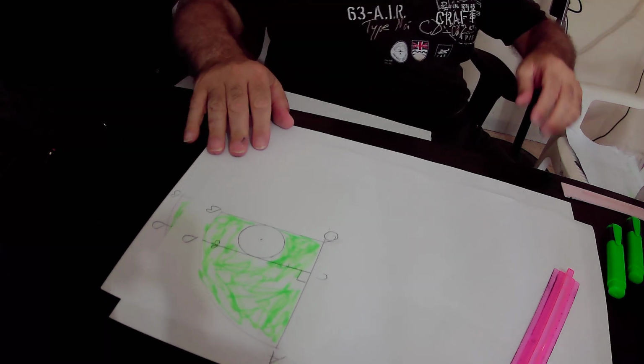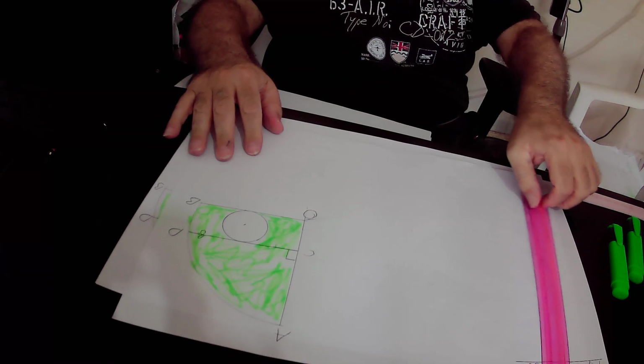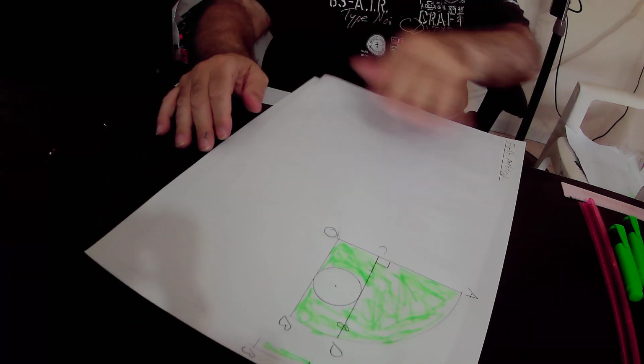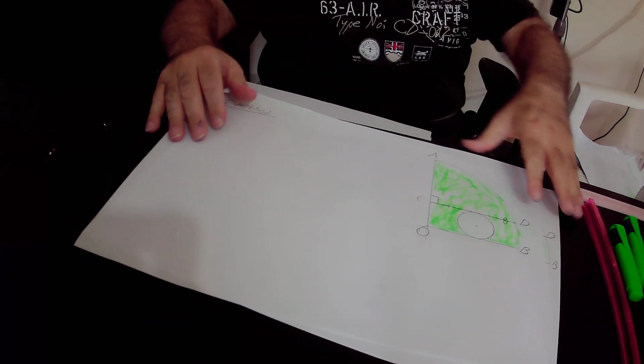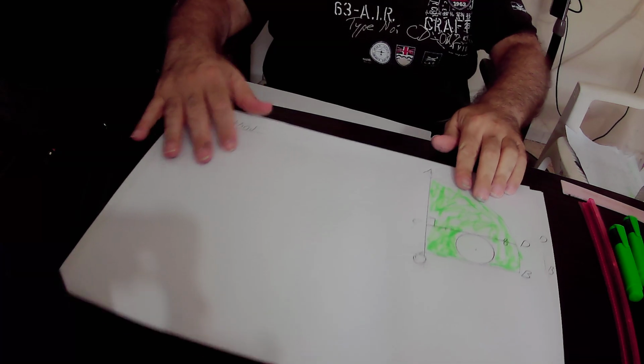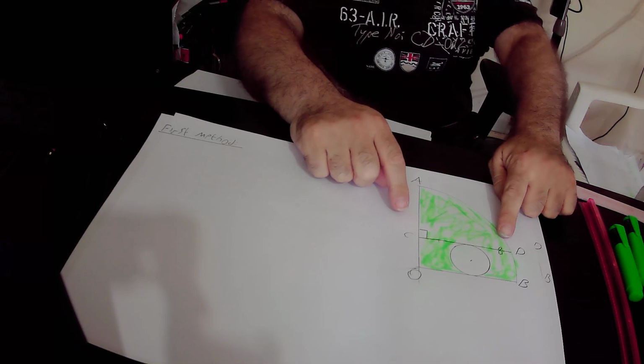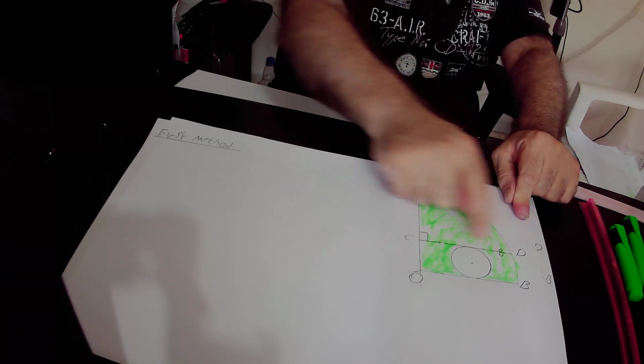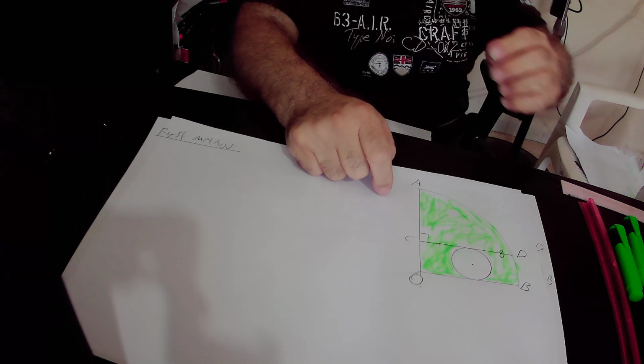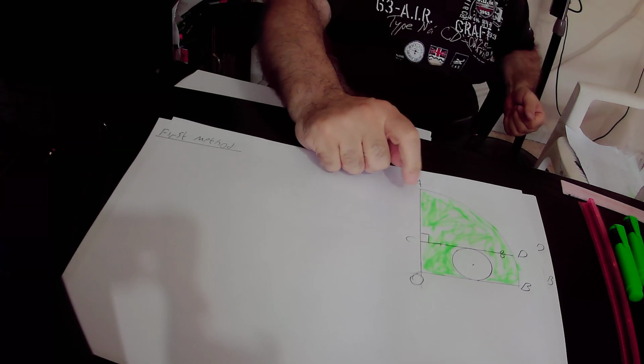So in the drawing we have a quarter circle. Inside the quarter circle we have a small circle. We know that line CD equals 8 units, angle ACD equals 90 degrees, and our mission is to find out the value of the green area.